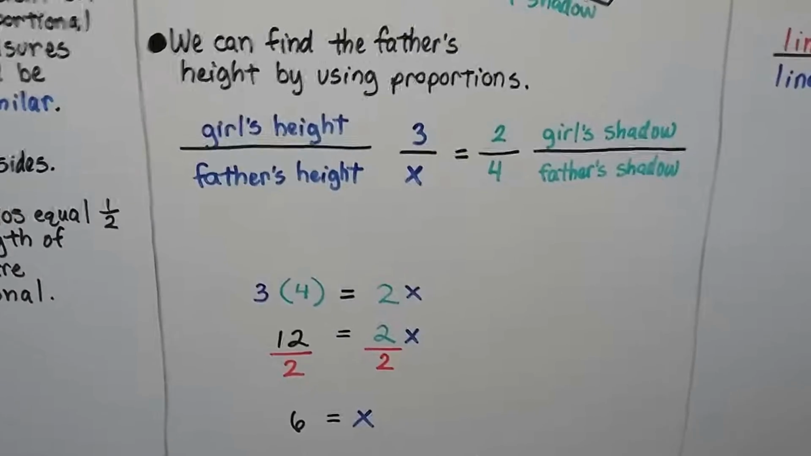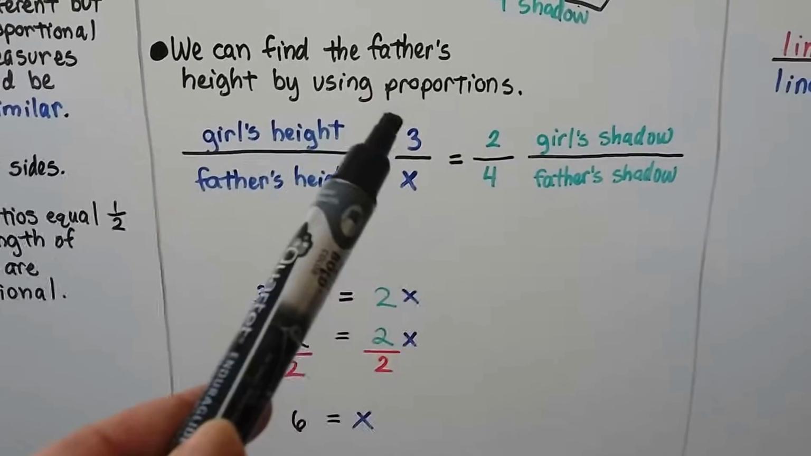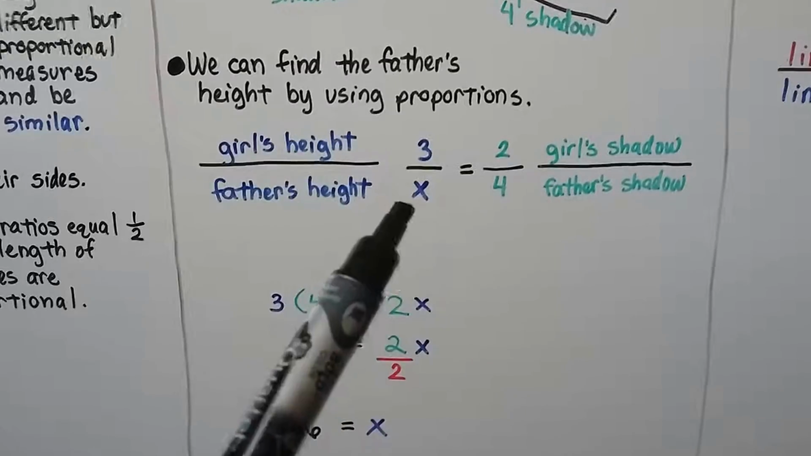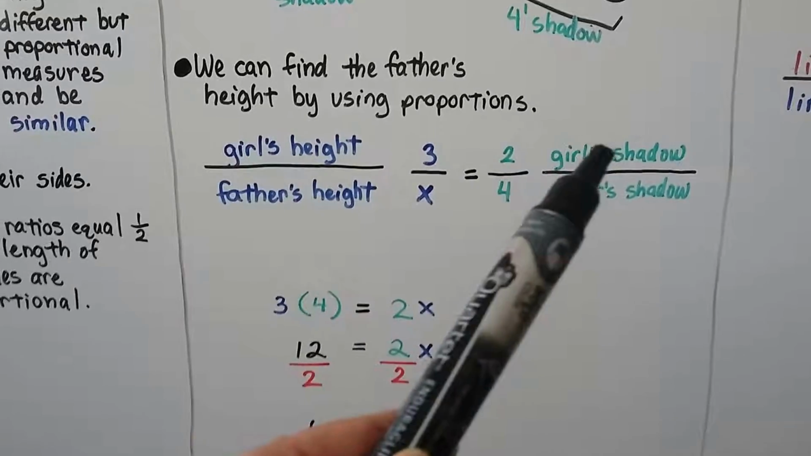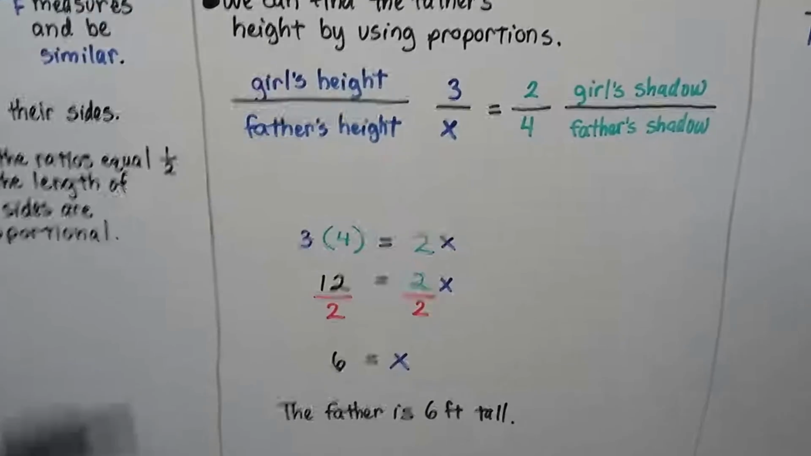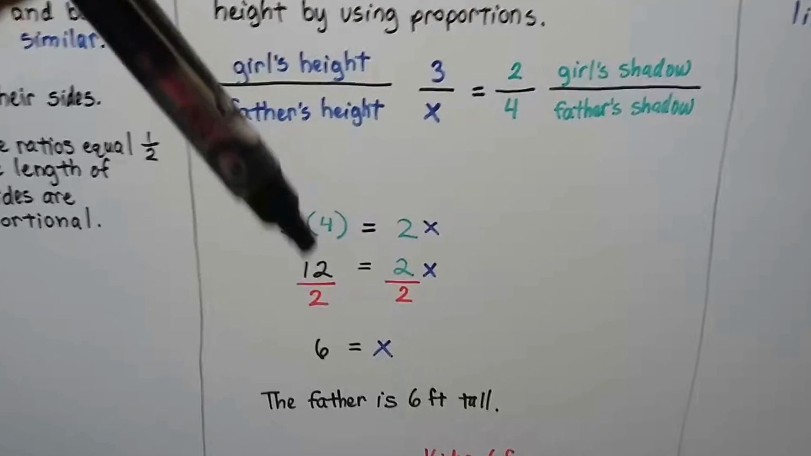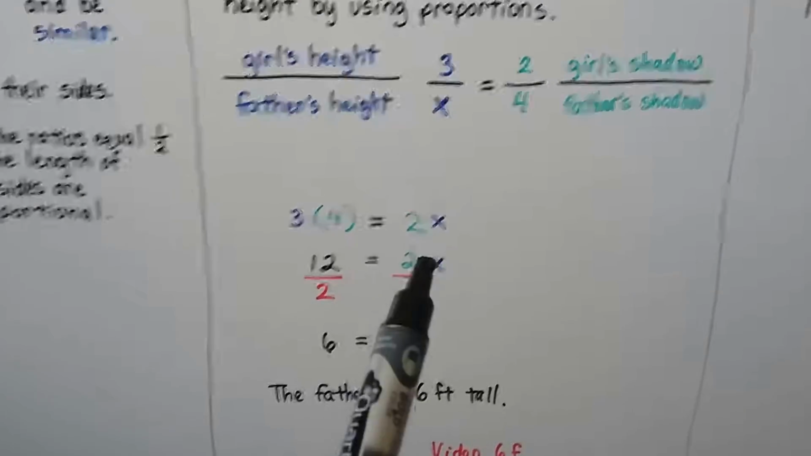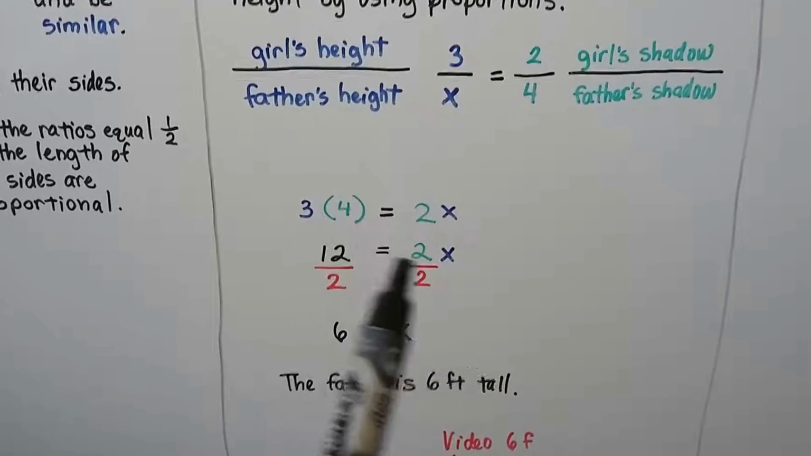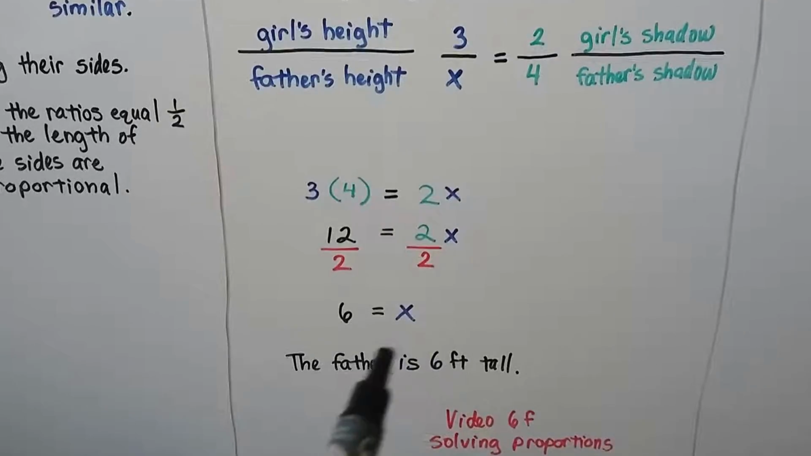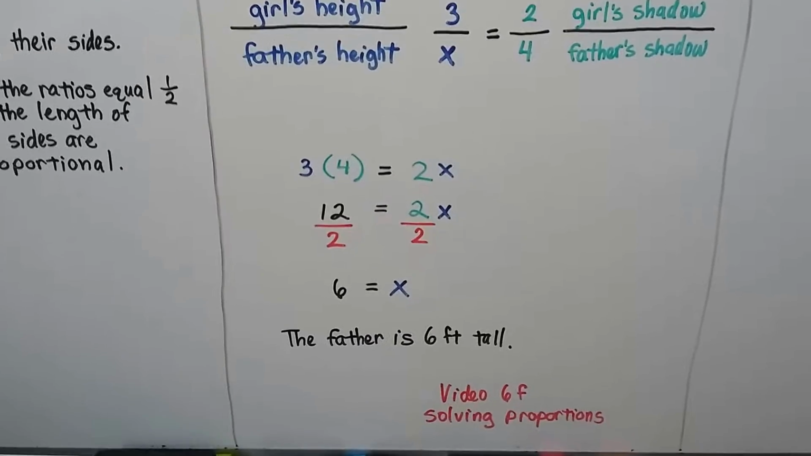And if you remember proportions back from lesson 6, we cross-multiply 3 times 4, which will equal 12, and 2x should equal 12. If they both equal the same number, we know they're in proportion. So we do the 3 times 4, that's 12, and it's going to equal 2x. We can divide both sides of the equation by this 2 coefficient, and we get 6 equals x. So we know the father's height is 6 feet tall.